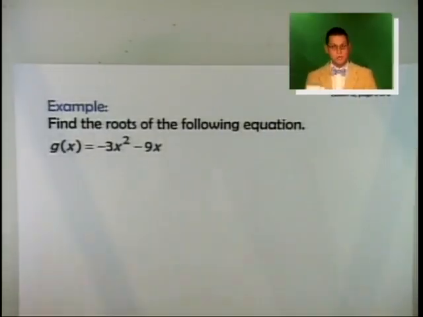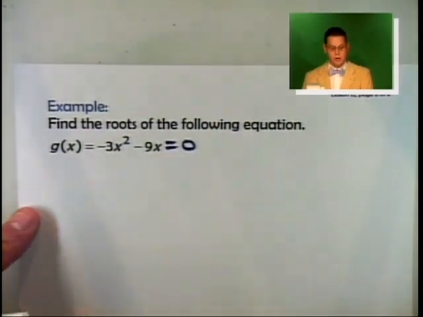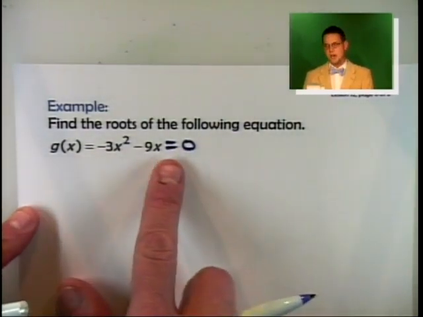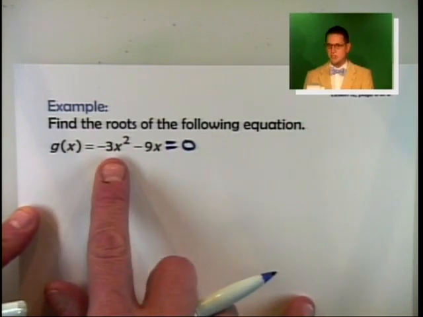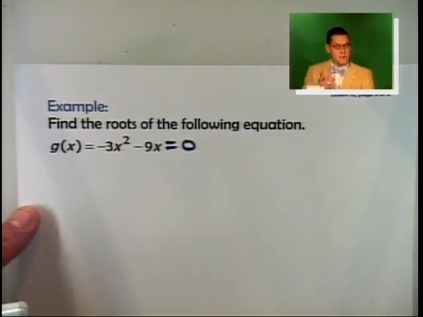Okay? Here's another example. We want to find the roots now of the following equation. Well, finding the roots, again, is finding the solution to that equation. So I'm going to set it equal to 0. Now notice in this case, it is written in standard form, but it's not a trinomial. I have an x squared term and an x term. I don't have a constant. And so it's not going to really factor into the product of two binomials.